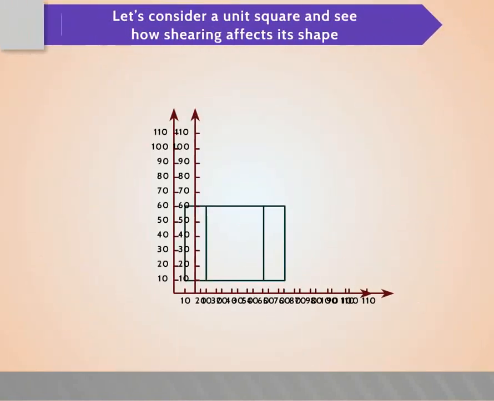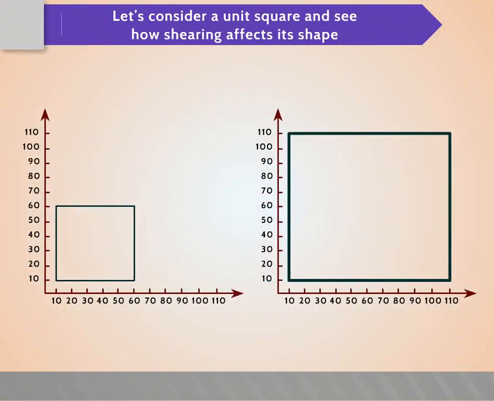Let's consider a unit square and see how shearing affects its shape. Original object, after transformation.